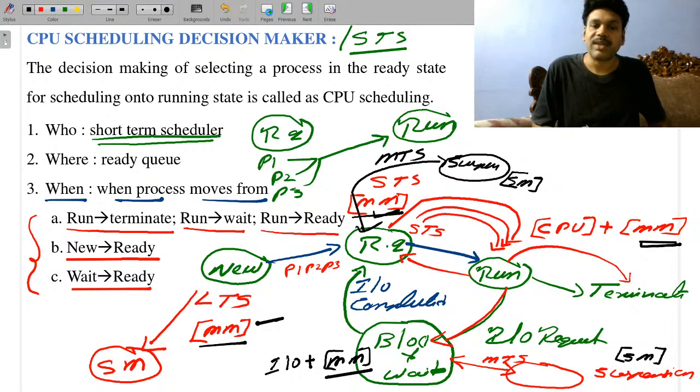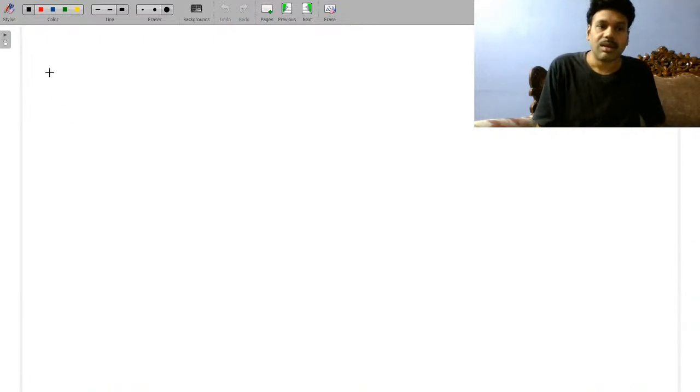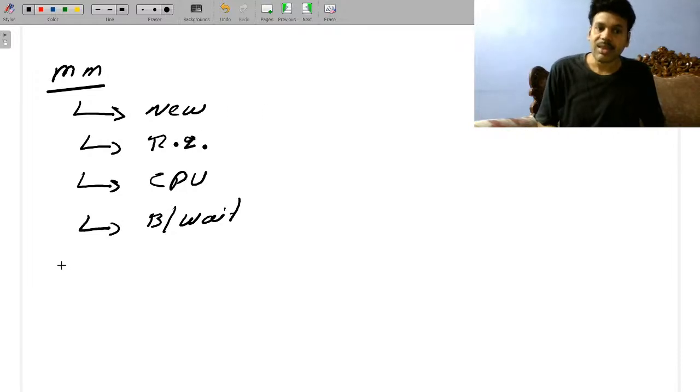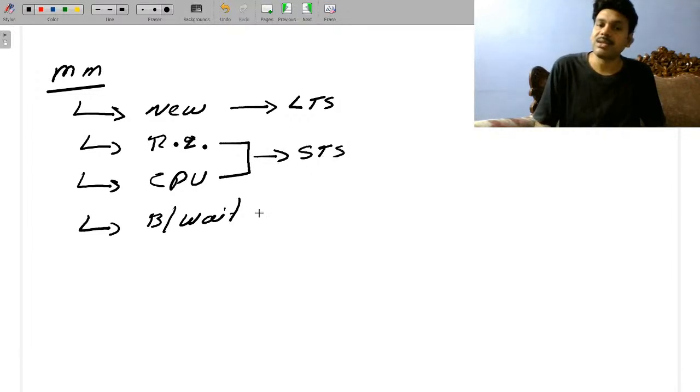So what I said finally, friends, observe carefully. Which states are in main memory? That's important. New state, ready queue, then CPU, block and wait. These are in main memory. And next one, when you are talking about new, it is done by LTS. When you are talking from ready queue to CPU, it is done by STS, and this is where IO request and IO reply happen.